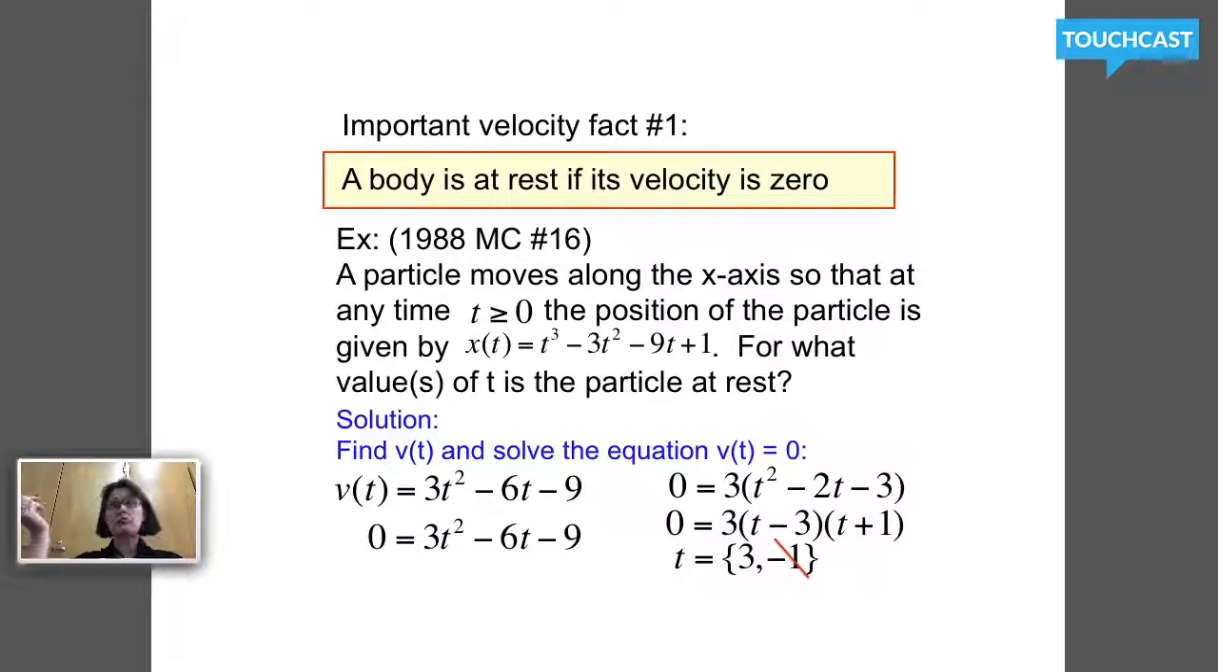Why have I crossed out negative 1? Because we're going to go back to the context of the problem. I've been told that my position function is only good for, here I'll circle it, times greater than or equal to 0. So the derivative of a function is not defined anywhere the original function was not defined. So I'm removing from my set of answers any time value that was outside of the original domain for the original function. So when is this particle at rest? This body, or whatever it is that was moving, it's at rest anytime its velocity was 0. That happens at time equals 3 seconds.